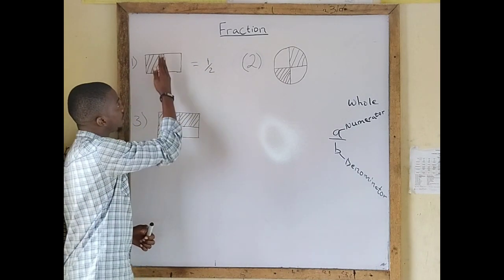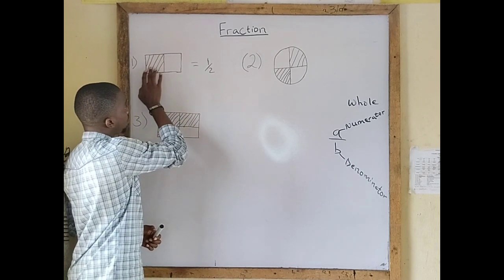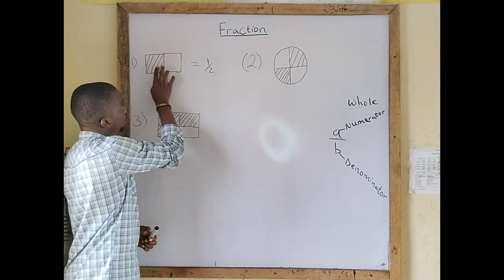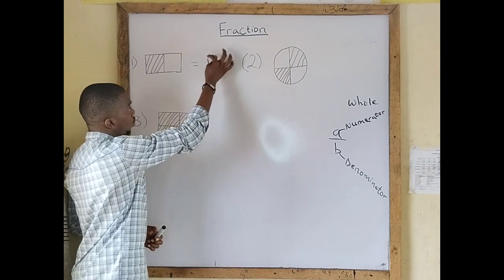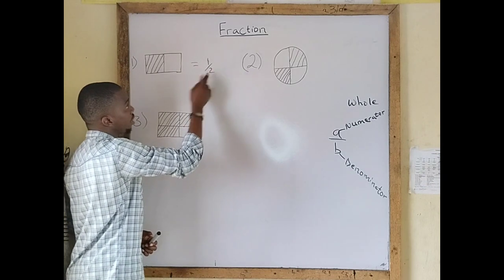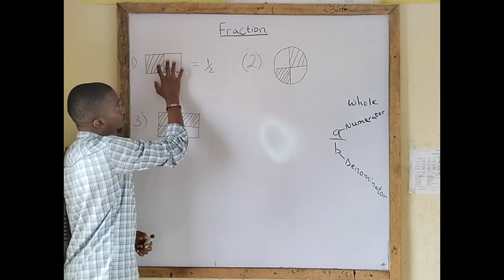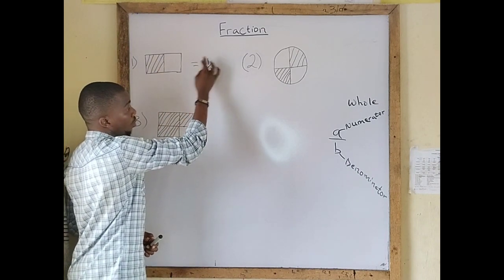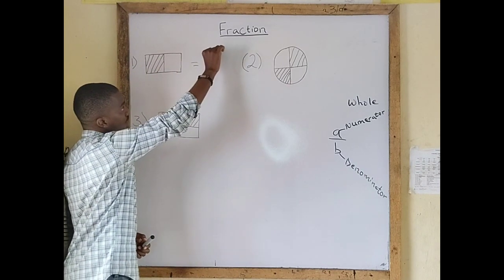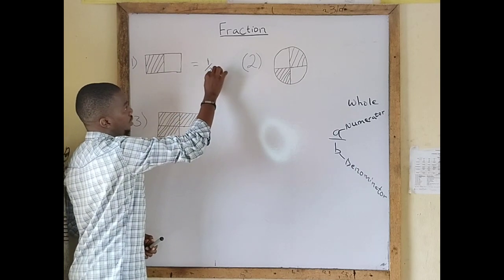If you look very well, you see this rectangle is divided into two parts. The first part of it is shaded. So the total parts is 2, but one part of it is shaded. The part shaded is 1, and the total number of parts it is divided into is 2. So we can see that the denominator indicates the total number of parts, and the numerator indicates the part shaded. So the part shaded, the numerator, is 1, and the total number of parts is 2.